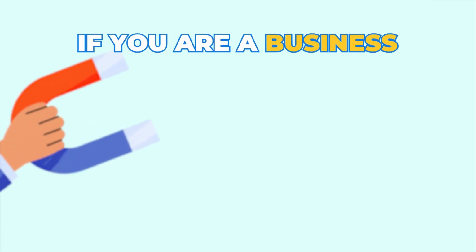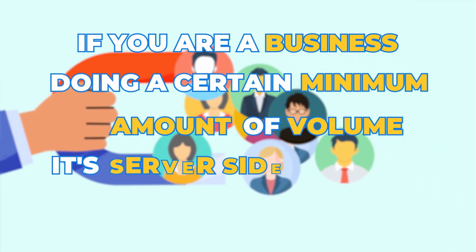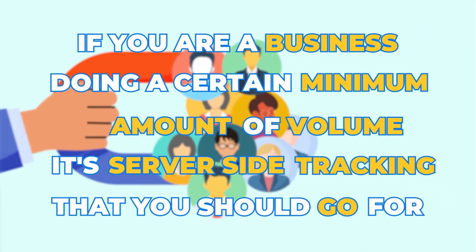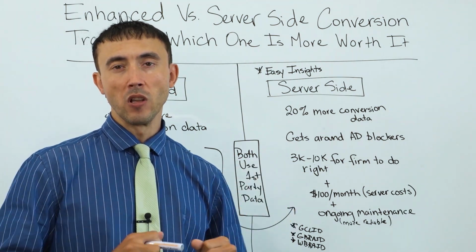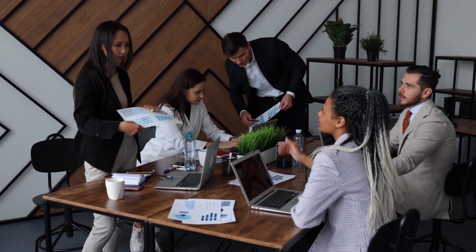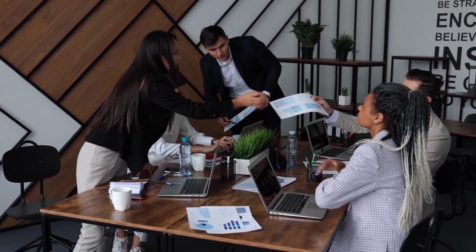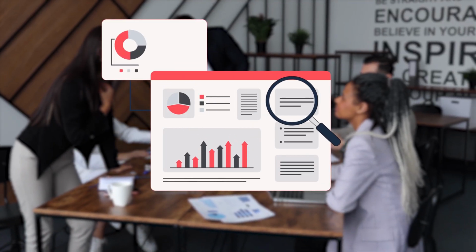Given that if you are a business doing a certain minimum amount of volume, it's server-side tracking that you should go for. That's the Cadillac, if you will, or the Mac Daddy or Granddaddy tracking option with Google Ads, if you are technically able to actually do it, or you have a firm that you could count on to do it, given it's going to capture the most data that way, and significantly more data, I might add.